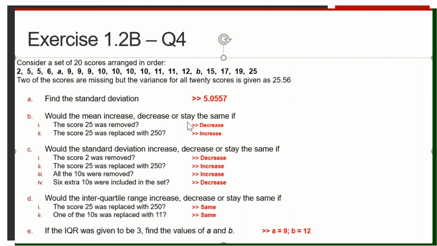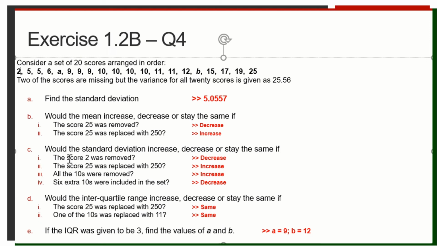So let's base on whatever we have been doing. The score 2 was removed. Now if you're looking at a minimum value, the best comparison you can make is to find range. Originally, your range is 25 minus 2, which is 23. Now if I remove 2, what is your new range? 25 minus 5, which is 20. What does that tell you? Your range has decreased. If range has decreased, your dispersion decreases, so your standard deviation will decrease.